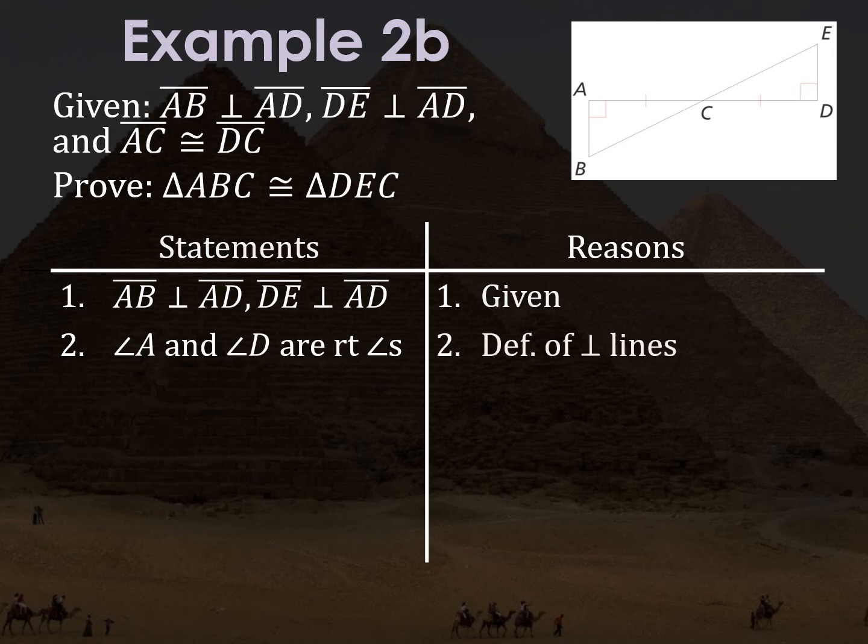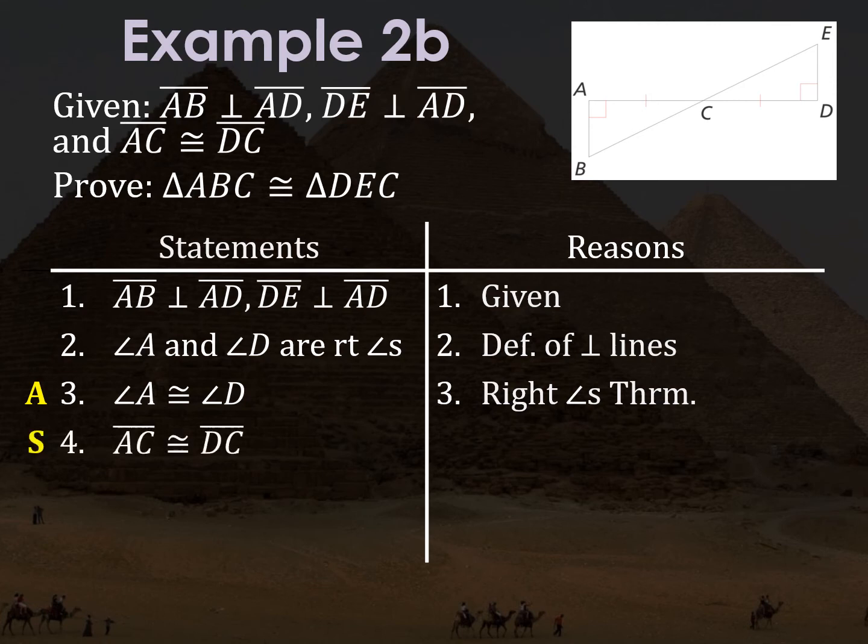The definition of perpendicular lines. If two lines are perpendicular, they form right angles. Statement 3, therefore angle A is congruent to angle D because they're both right angles, and all right angles are congruent. That's the right angles congruency theorem. 4, AC is congruent to side DC, and that is given. And I want to mention again, you don't have to have the exact same order as long as it follows a logical step. So you could have had this statement number 2, and it would have been totally fine.